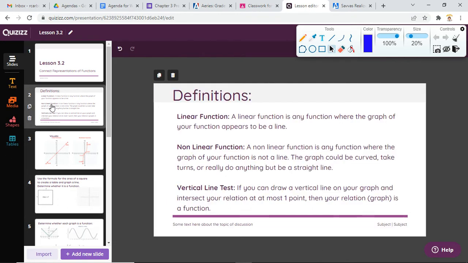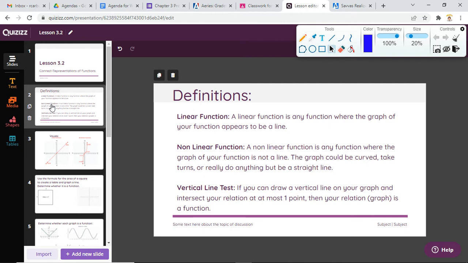The first one I want to mention to you guys is a linear function. So let's think about what that word linear means. Well, what are the first four letters of it? Line, right? So a linear function is any function where the graph of your function appears to be a line, just a straight line. Now, the opposite of that is a nonlinear function.